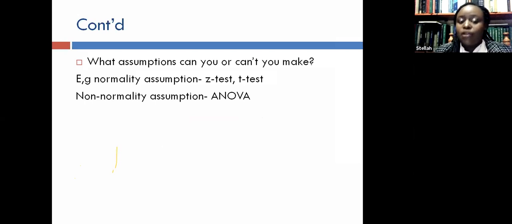But if it's non-normal, then you can use ANOVA. So you can apply ANOVA when you're assuming that your data is normal. And you can use a t-test or a z-test if you're saying that your data is not normal. So very important, always ask yourself what assumption you are making about your data, for you to choose which type of inferential statistic you're going to apply.